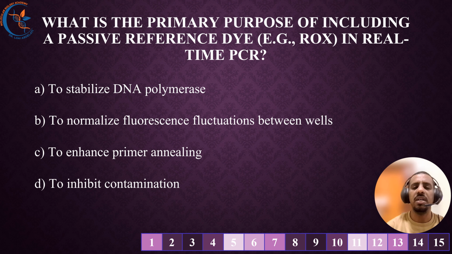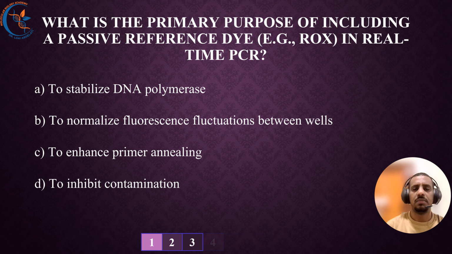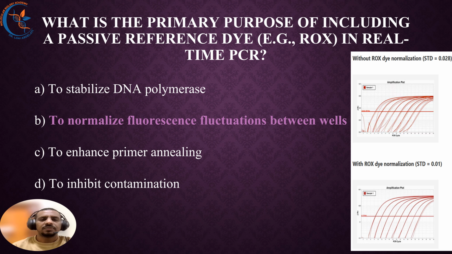Okay, the next question here. What is the primary purpose of including a passive reference dye such as ROX in real-time PCR? The correct answer is to normalize fluorescent fluctuation between wells.